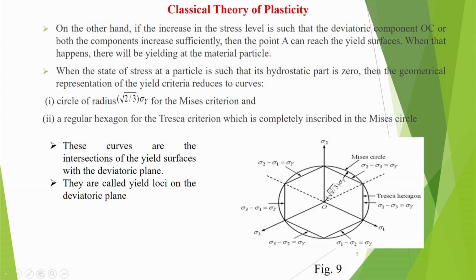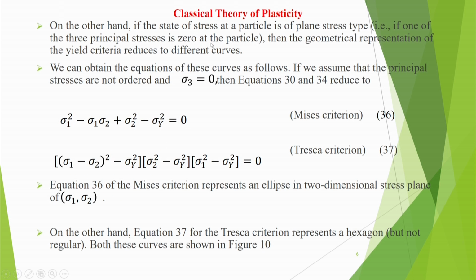On the other hand, if the state of stress at a particle is of plane stress type, in which stresses act only in the xy plane, you have σx, σy and shear stress τxy. If one of the three principal stresses is 0 at the particle, then the geometric representation of the yield criteria will become a different curve. That means we can put σ3 equal to 0 in the same expression. So we get one equation, the Mises criteria, which is basically the equation of an ellipse in the plane, and for the Tresca criteria we get this type of expression.